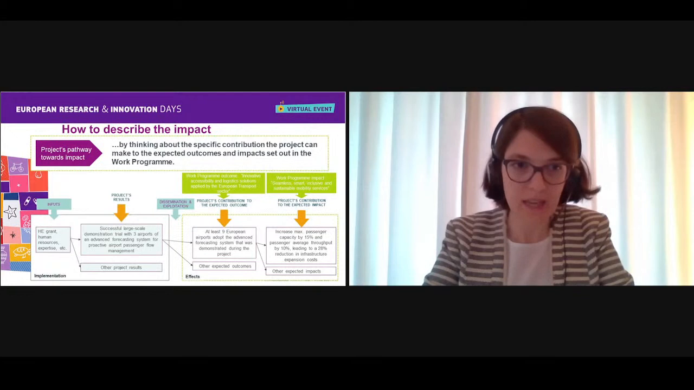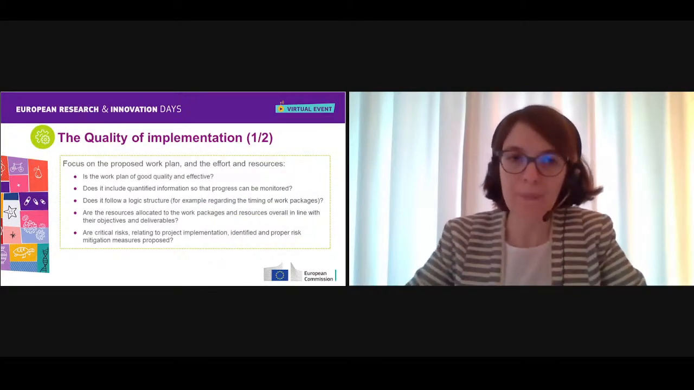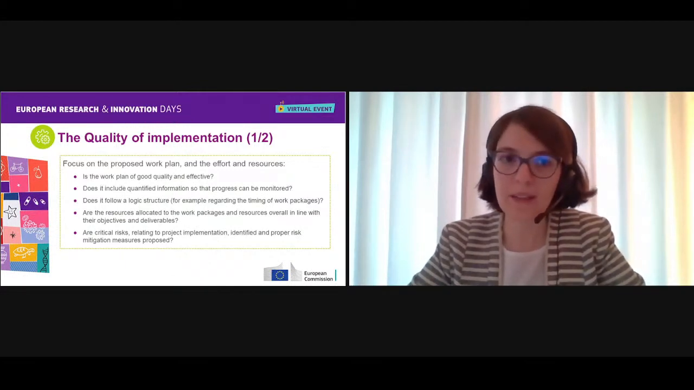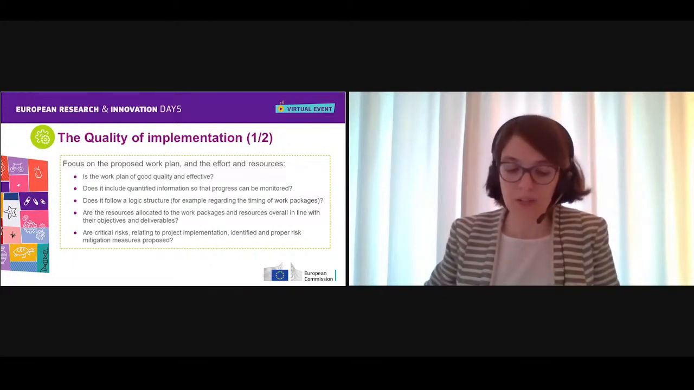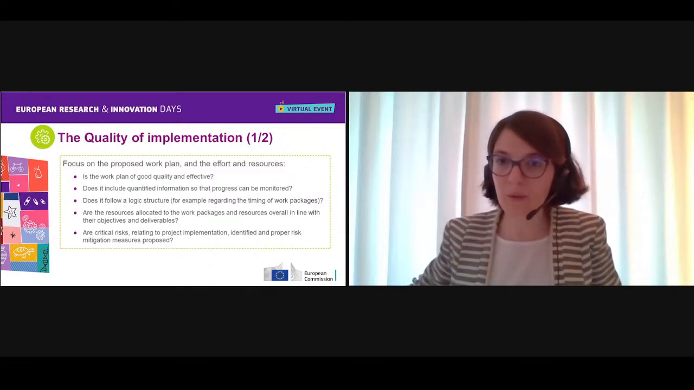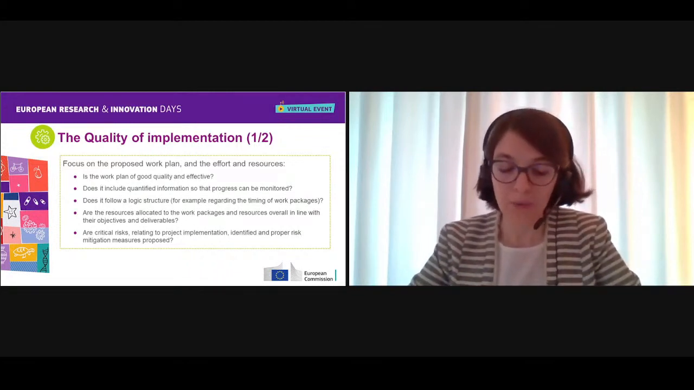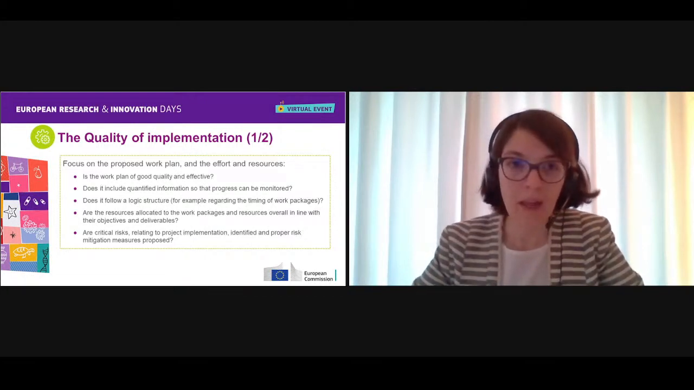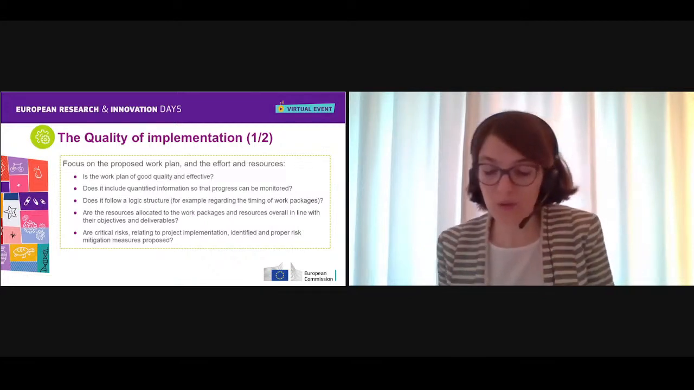And with this slide, I'm finishing with the second evaluation criterion, impact, and I'm going now to the last one, which is the quality and efficiency of the implementation. So here again, this section of the proposal template is divided in 2 subsections. And first, you will need to describe your work plan and the efforts and the resources you want to commit. So you will need to describe what you will be doing.